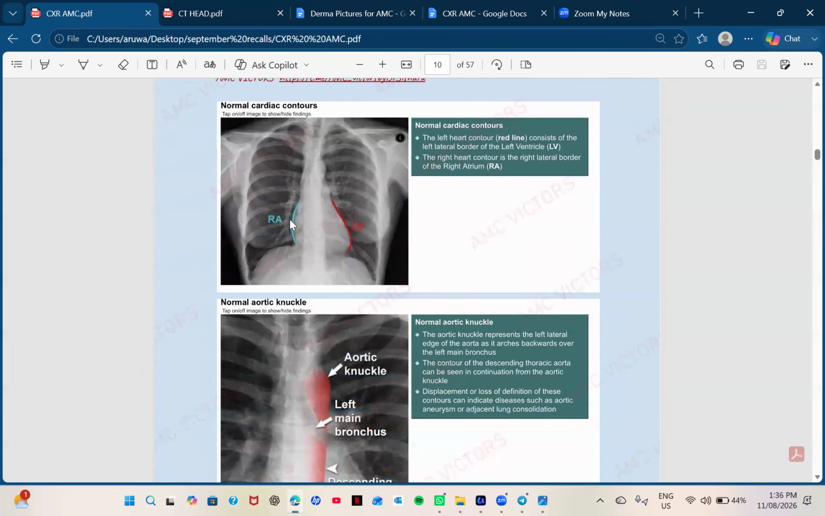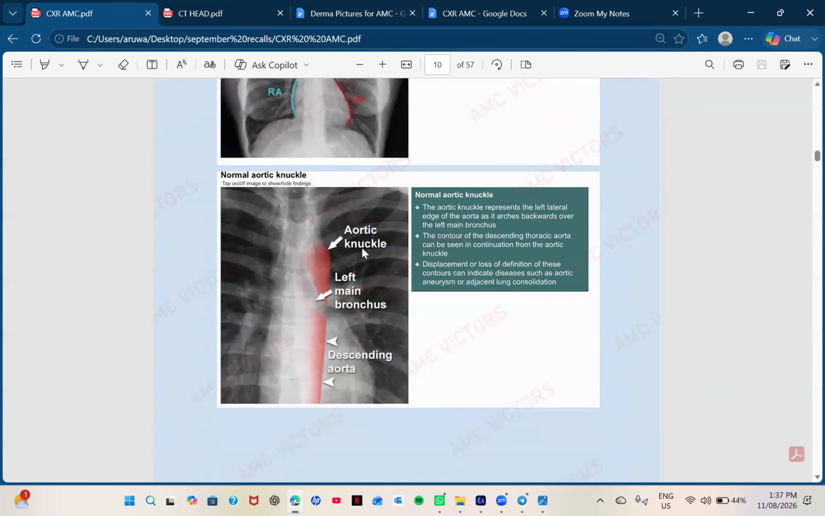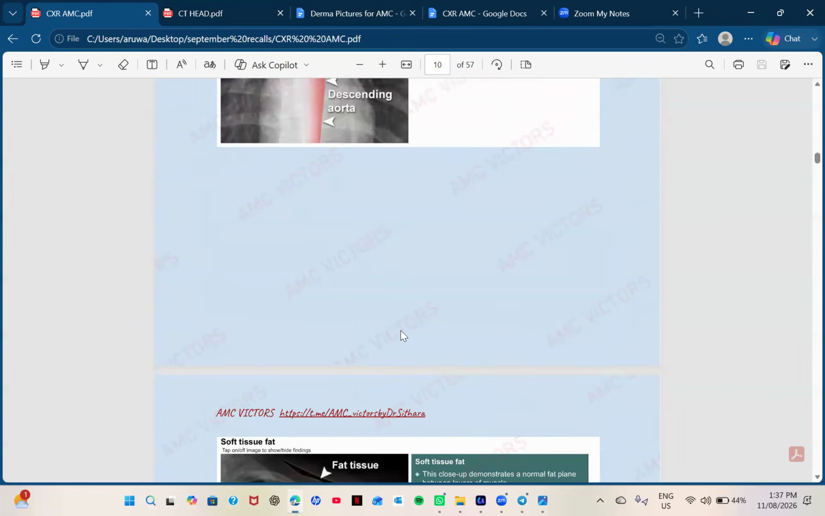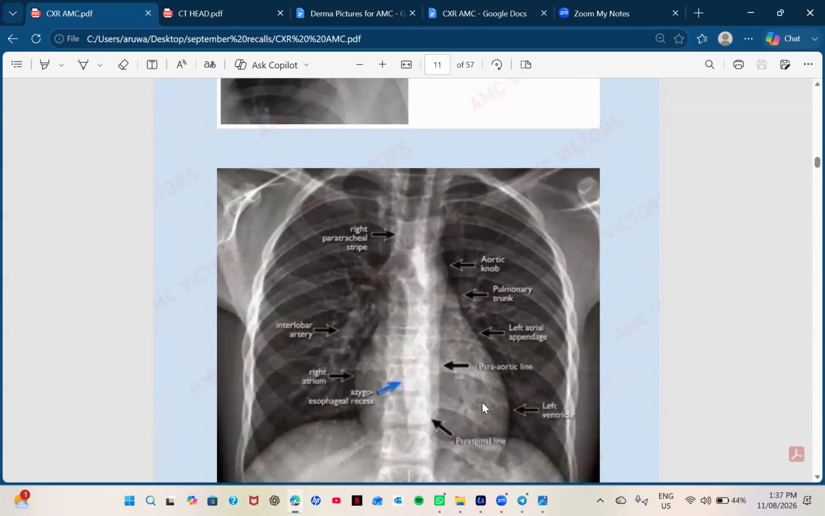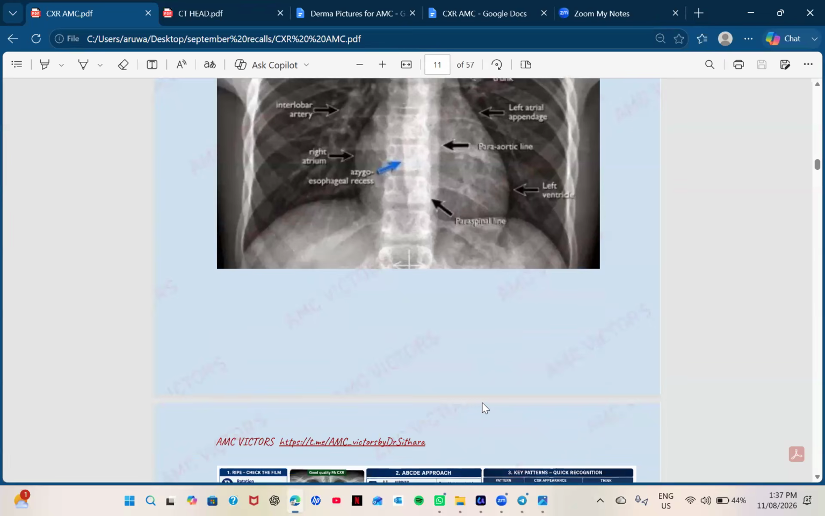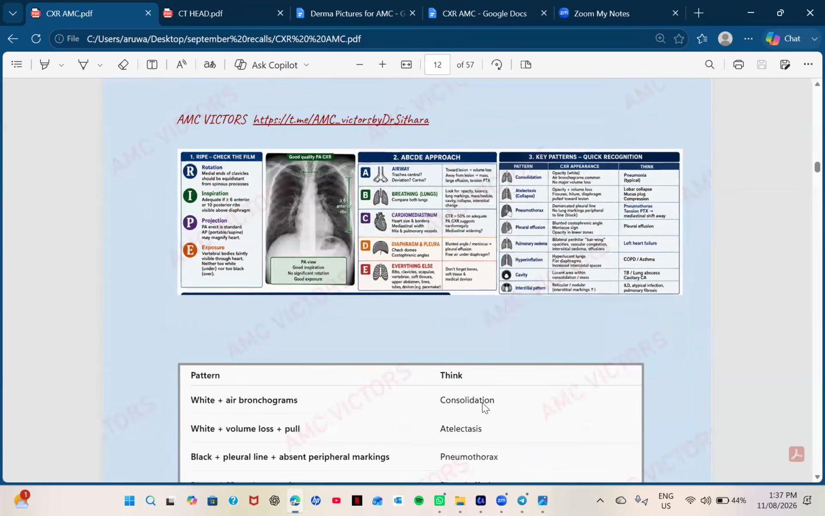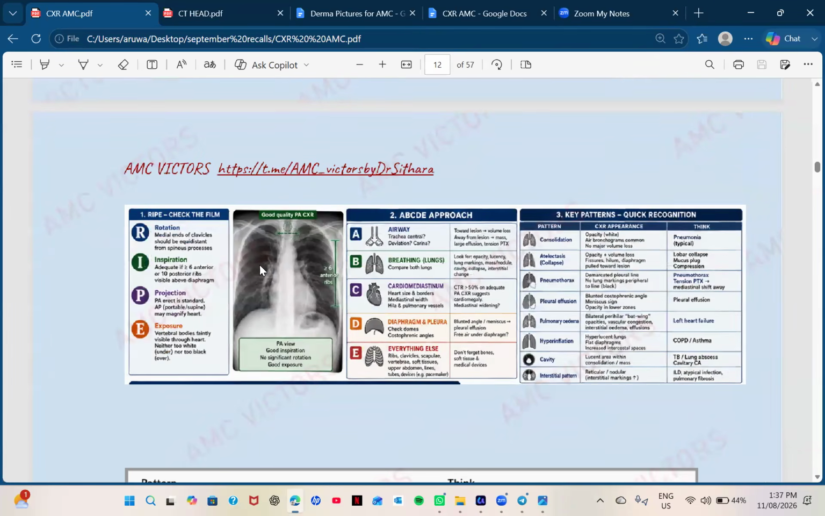And you know the right atrium, left ventricle here. Those are the main things, doctors. Okay, so let's go through these things.